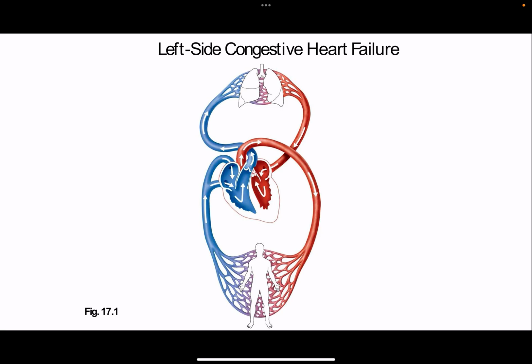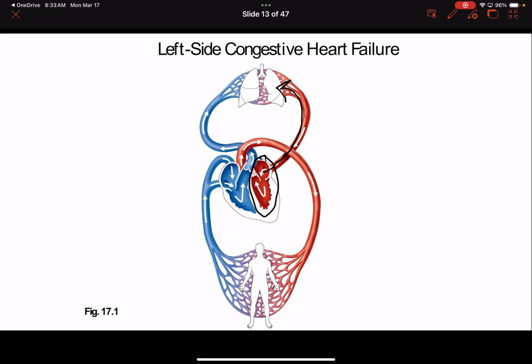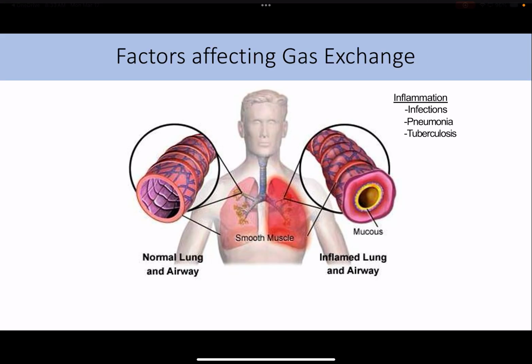Okay, so again, left-sided congestive heart failure. If the left side of the heart is not pumping efficiently, but there's still blood coming in, then it's going to back up to where it came from before that, which would be at the lungs, causing edema and not allowing for proper gas exchange.